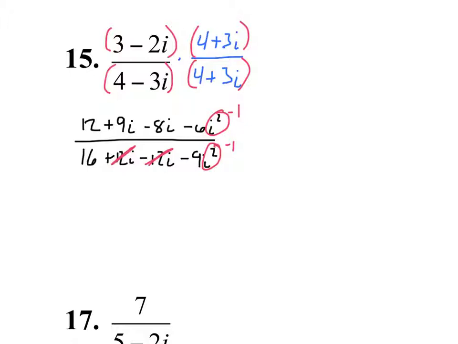Again, the whole point is to get rid of the imaginary number in the denominator. That's what we're trying to do. So on top, we have 12 plus 6, because that's negative 6 times negative 1. So 12 plus 6, 18. Now we have 9i minus 8i, which is positive i. Over, on the bottom we have 16 plus 9, which is 25.